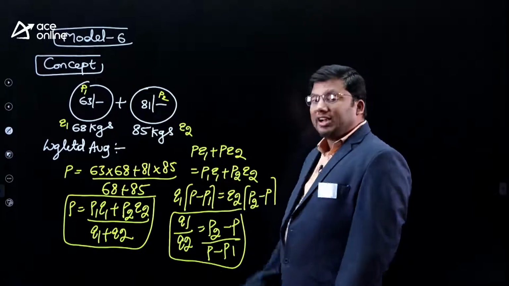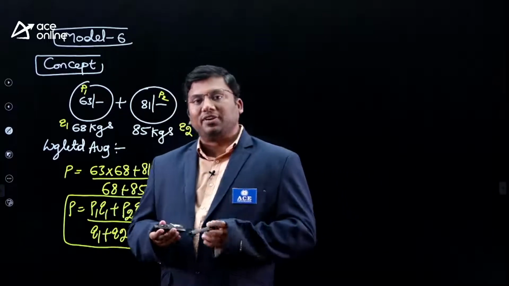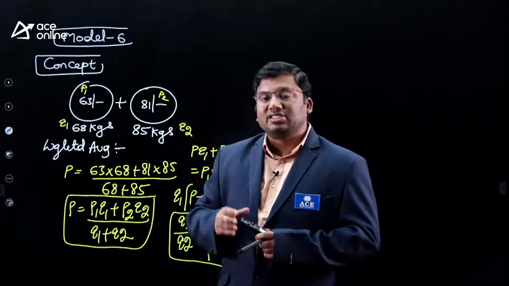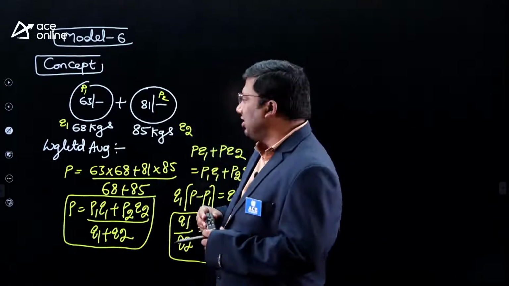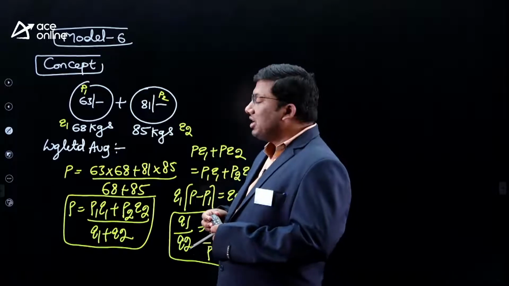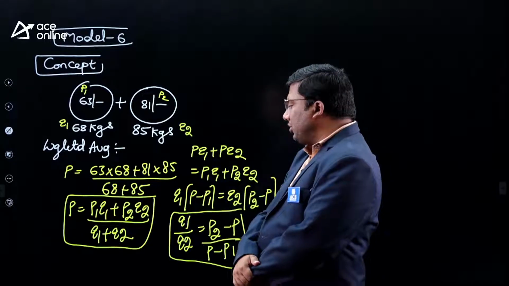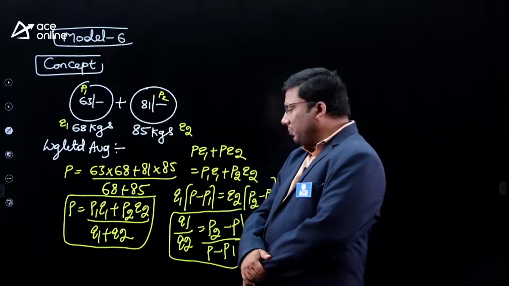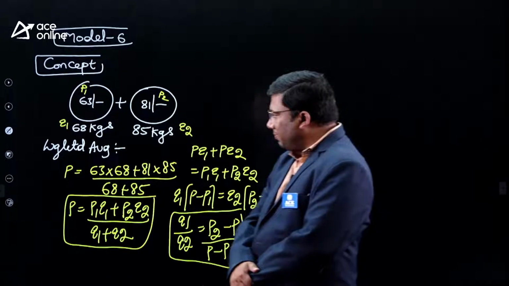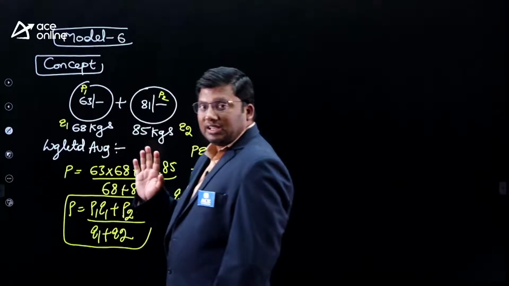This is what we call an allegation. Allegation is a derived concept from weighted averages. 68 kgs of rice costing 63 rupees is combined with 85 kgs of rice costing 81 rupees. P is P1 Q1 plus P2 Q2 divided by Q1 plus Q2. So Q1 by Q2 will become P2 minus P by P minus P1. Now I hope this concept is clear.